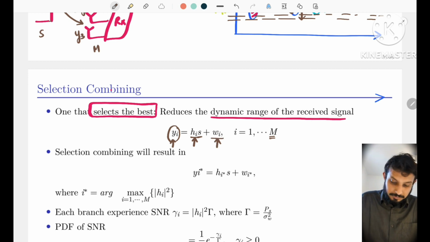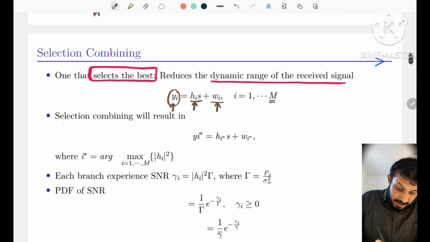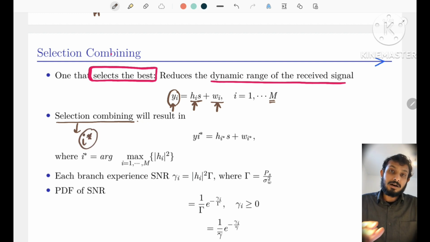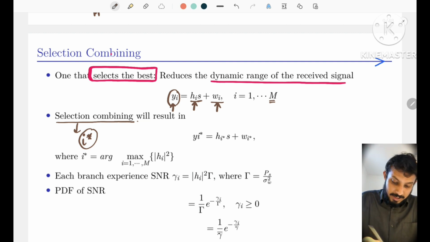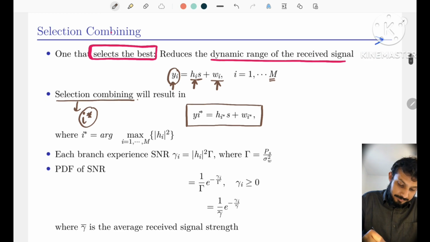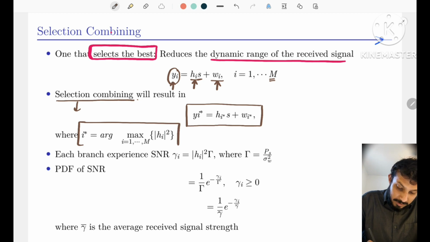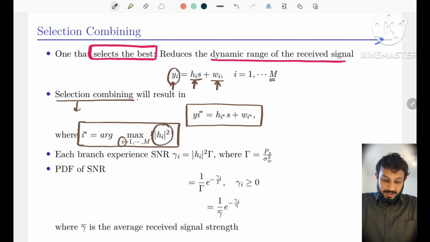And as a result of selection combining, let's say we have i star as the branch that provides us with the best SNR from all the branches that we have. Then the received signal can be written as y_i* = h_i* s + w_i*. And i star is the index of the branch that provides us with the maximum value of the received signal strength.